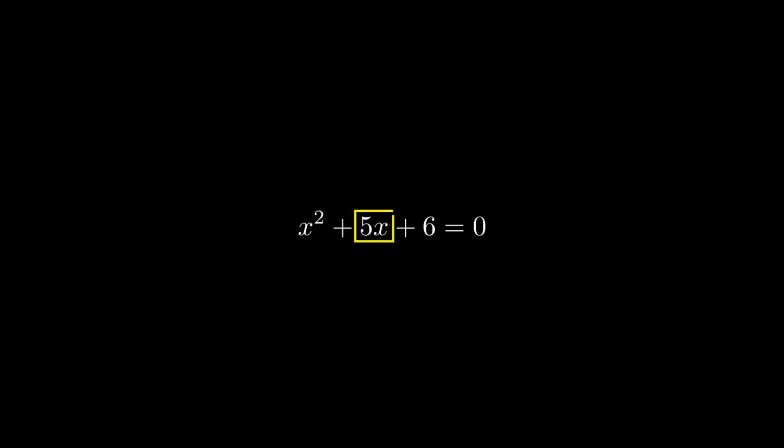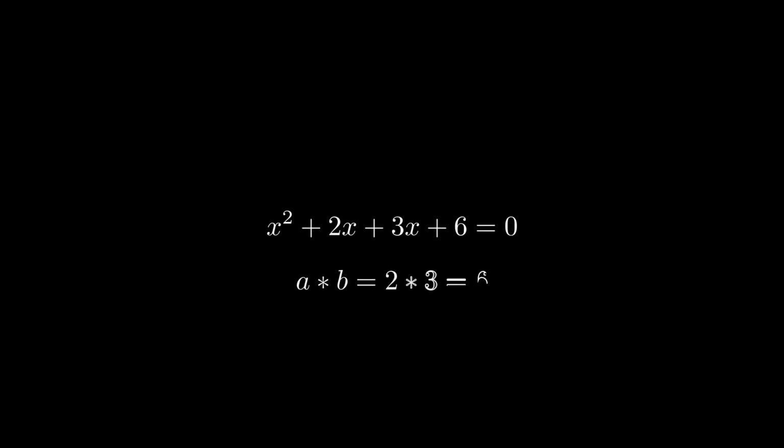The two numbers that you split the middle coefficient into have to add up to 5, which is our middle coefficient, and multiply to the product of the leading coefficient and the constant term. This time, you can just use the constant term because the leading coefficient is 1, so even if you multiply the constant term by 1, it will be the same number. And those two numbers are 2 and 3. So our new expression becomes x squared plus 2x plus 3x plus 6 is equal to 0.